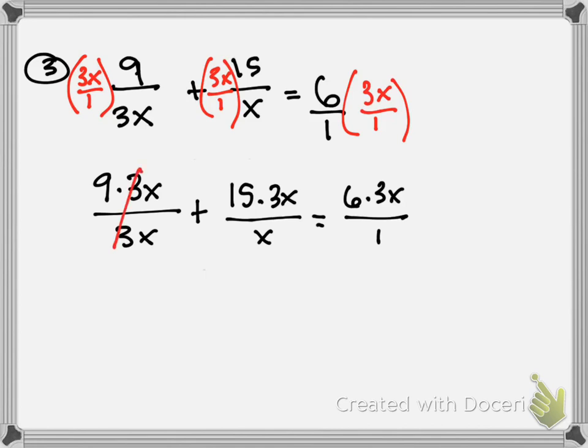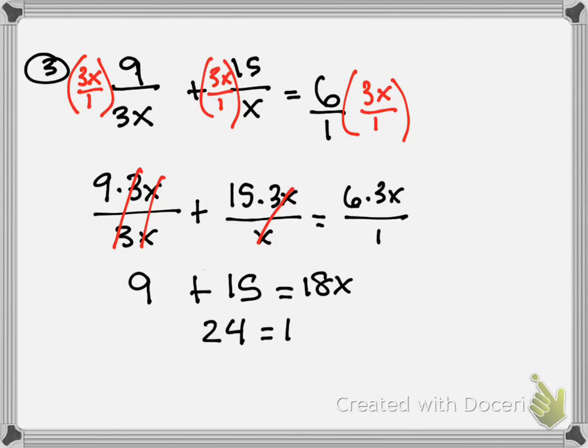So the 3's cancel and the x's cancel. And the x's cancel here, and nothing cancels on my other side of the equation. So I am left with 9 plus 15 equals 18x. 9 plus 15 is 24 equals 18x.